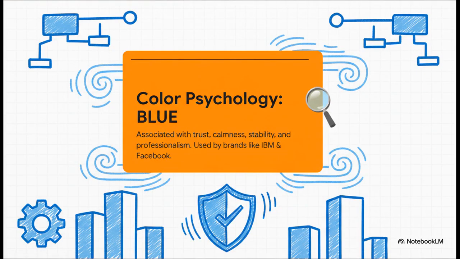Now let's flip to the other end of the spectrum, blue. Blue gives off a feeling of trust, stability, and professionalism. It's the color of the calm ocean or a clear sky. It's just reassuring. And that is exactly why you see it all over the place with big tech and financial companies like IBM and Facebook. They want to send a clear message. You can trust us. We're stable and secure.